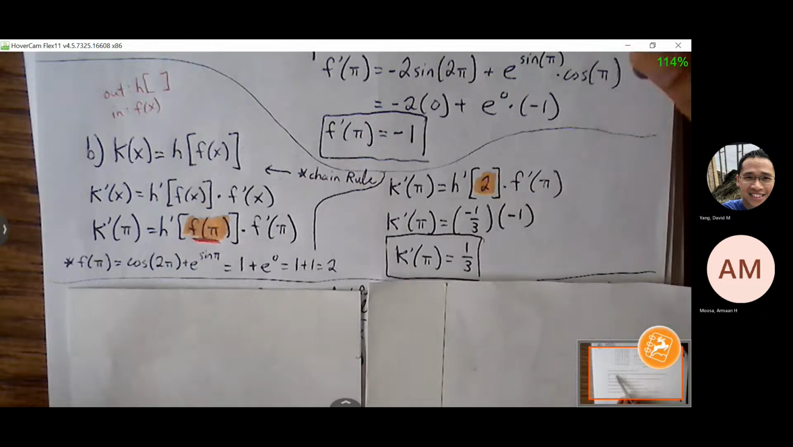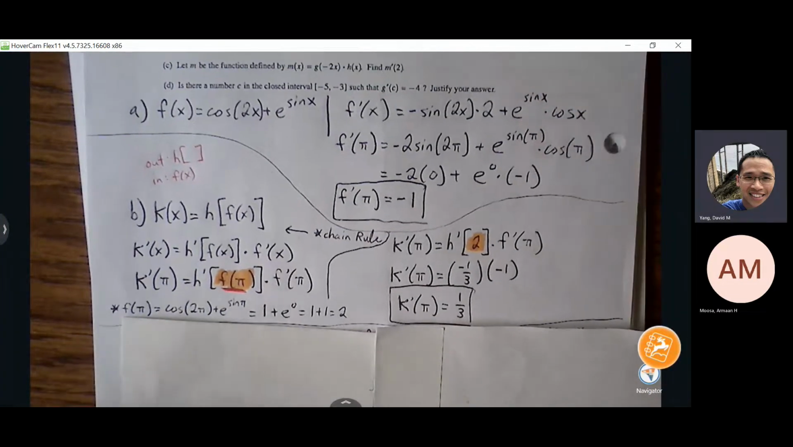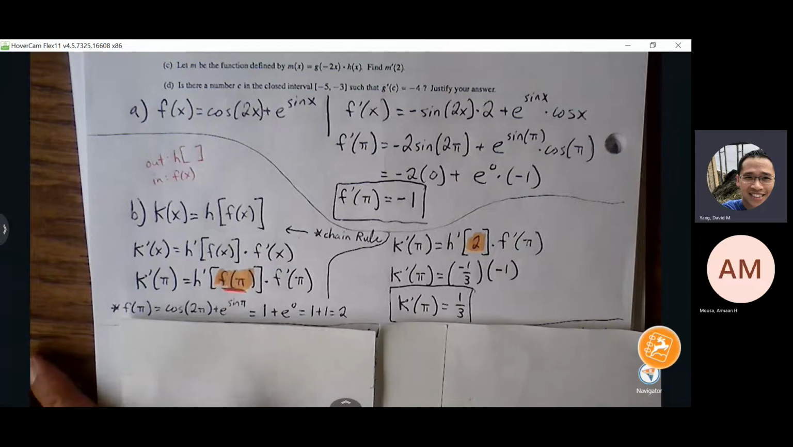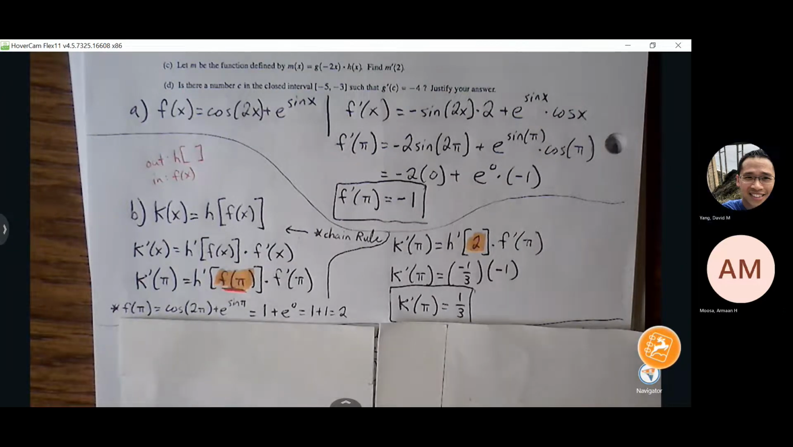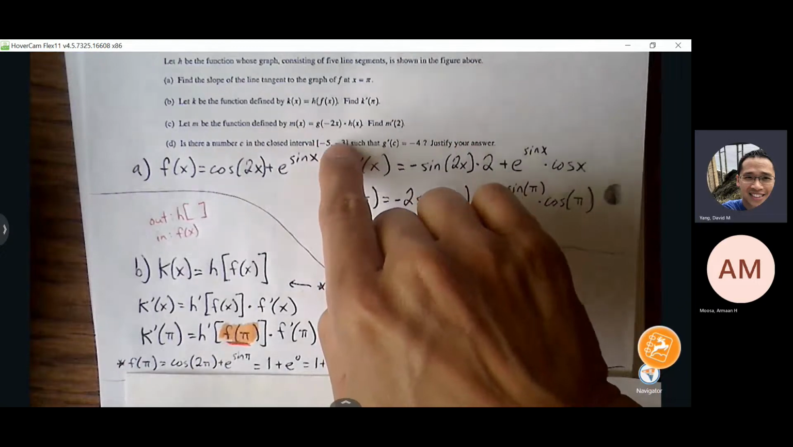Part C. Let m be the function defined by g of negative 2x times h of x. Find m prime of 2. Okay, so we need to recognize that these are two distinct functions.